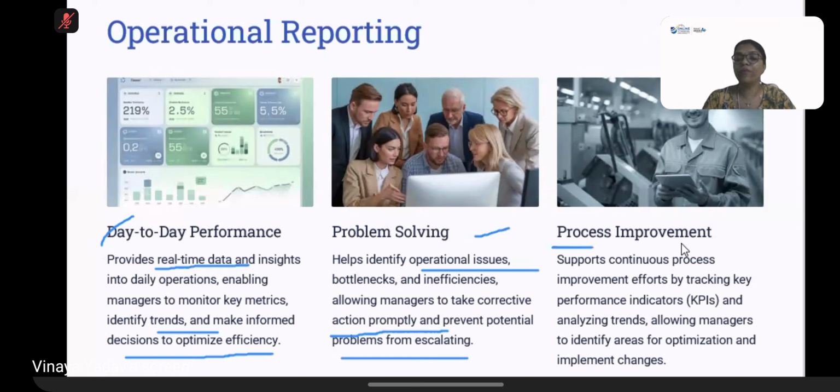Also, it will help you for process improvement because when you track your KPIs, that is your key performance indicators, it will allow the managers to identify the areas where you need more optimization, where the changes need to be implemented. Okay, so that can be easily understood. So in short, you can say that operational reporting will ensure that day-to-day activities are closely monitored in the organization.